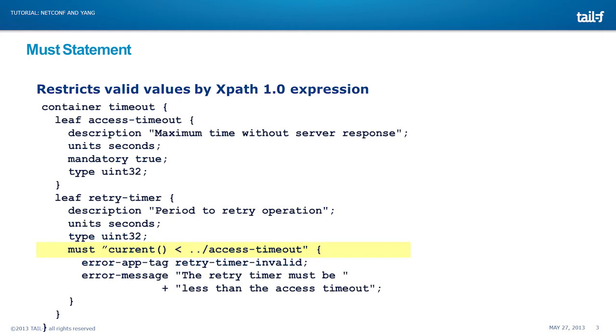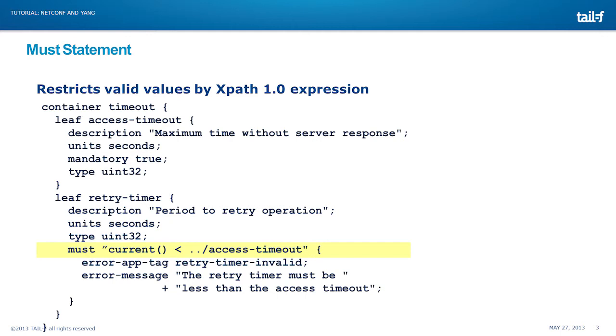So the value in the current node of retry timer must be less than whatever is currently populated in the leaf called access timeout. If someone changes the value of either retry timer or access timeout, this constraint, as part of validation processing of the transaction, will be checked and enforced. If it's not valid, the transaction will not complete.